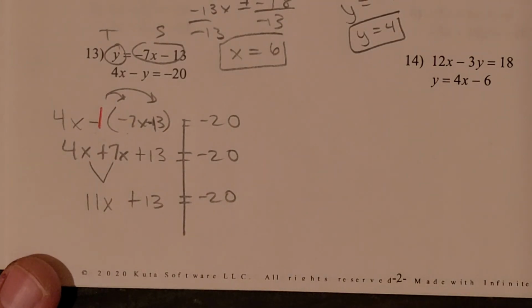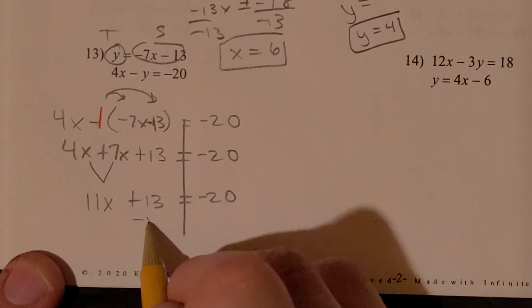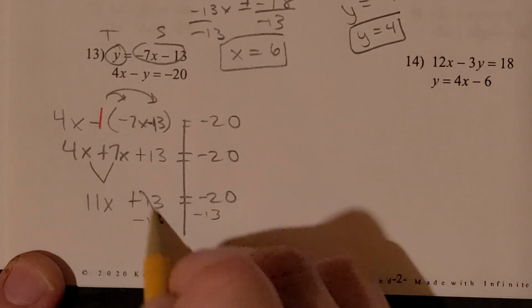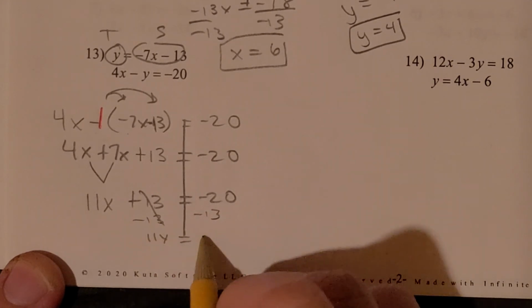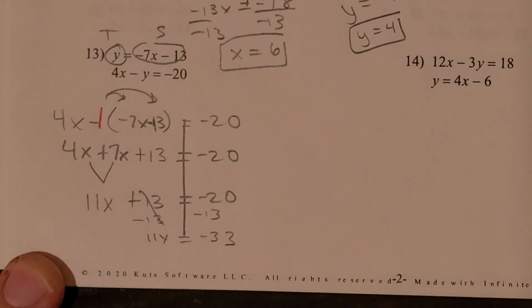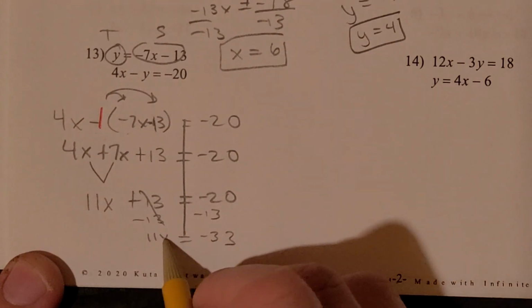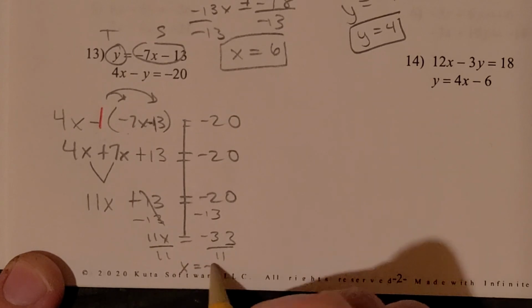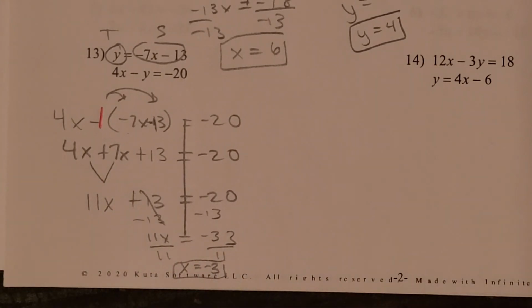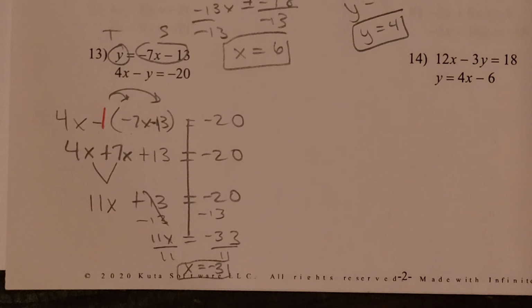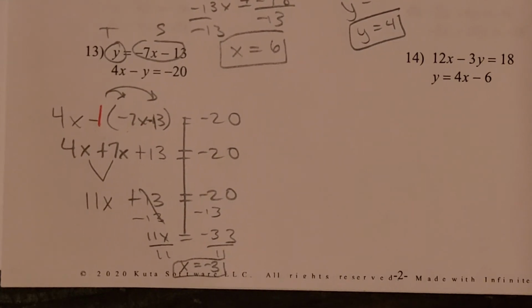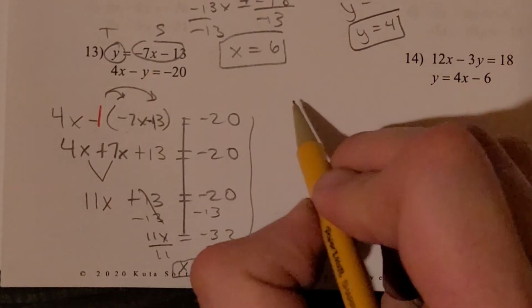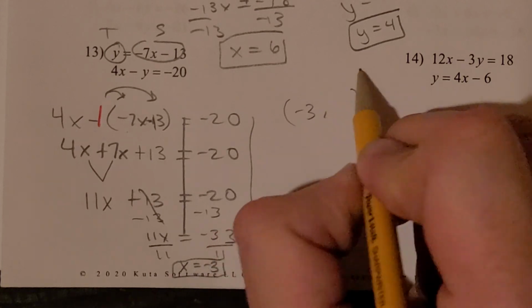And now I'm at a 2-step equation. If I subtract 13, I get 11x equals a negative 33. Then I divide by 11, and I get that x equals negative 3. Negative 3. Now remember, that is only half my answer.